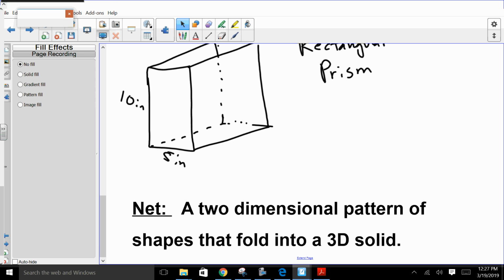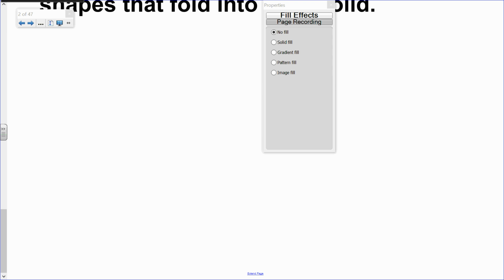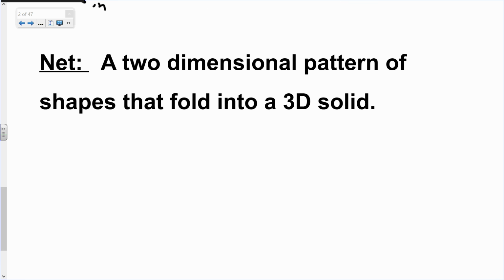So a net is a two-dimensional pattern of shapes that fold into a 3D solid. Write that down, please. A two-dimensional pattern of shapes that fold into a 3D solid.